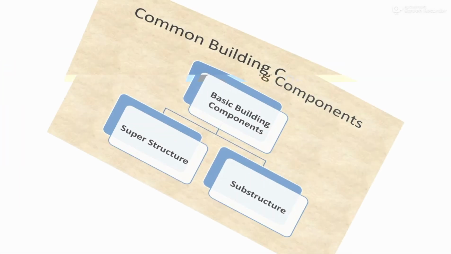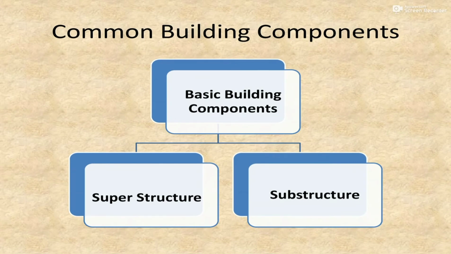Before that, the common building components are two: the superstructure and substructure. So basic building components are superstructure and the substructure. What is meant by superstructure and what is meant by substructure?